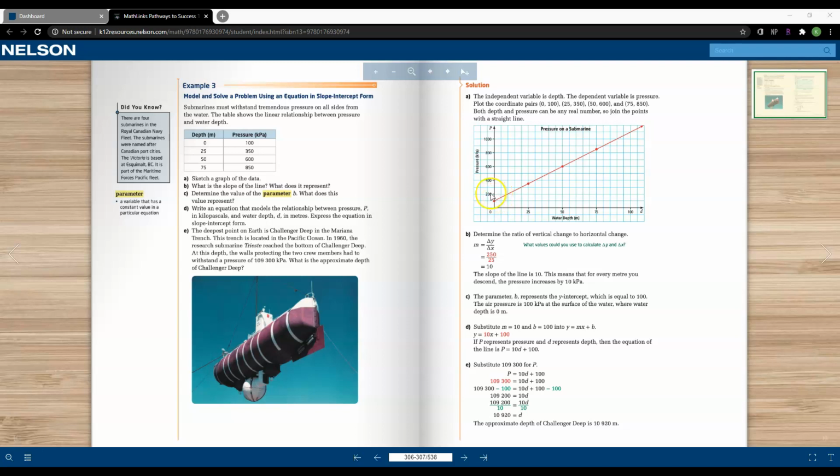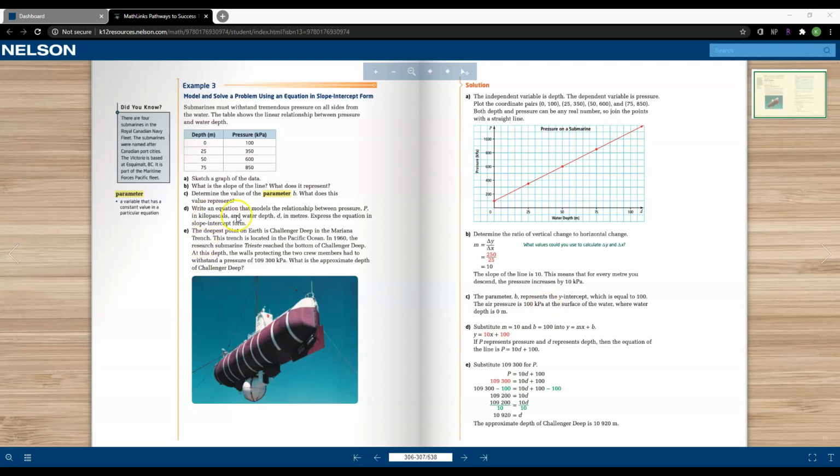And this 100 just means the surface water temperature, or I guess you can think of it as the atmospheric pressure at the surface of the water. So it makes sense, right? Because we're not diving at all. We're at 0 meters depth. So at the very surface, it's going to be 100 kilopascals, kPa.